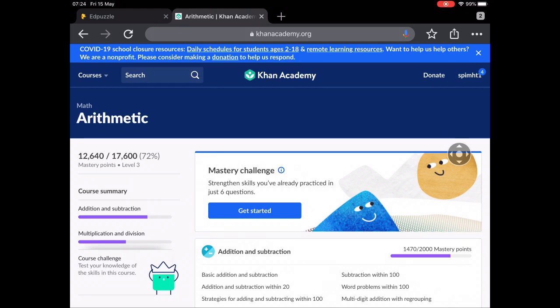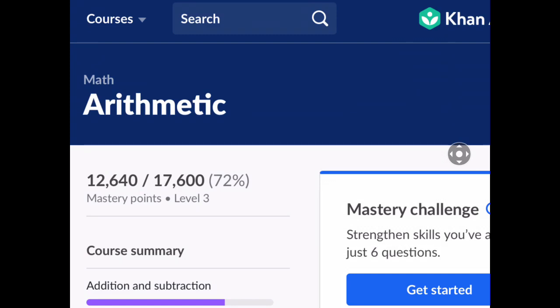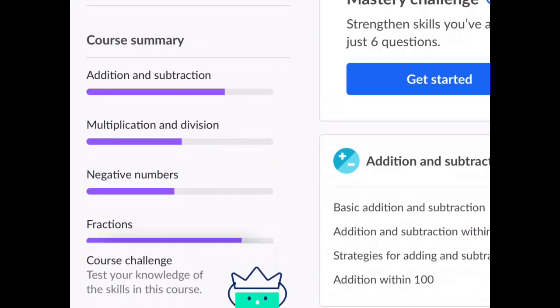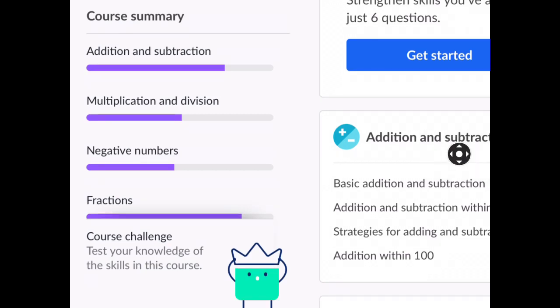So after I get into arithmetic, the first thing I want to look for is to check my percentage. And my percent is over here. I can see I have 72% of arithmetic finished. And normally for us, we want to get about 95% or so. So I'm not there yet. If I go down, I can see the units, and for my units, I can see how much I have, and I can find ones that I'm low on.